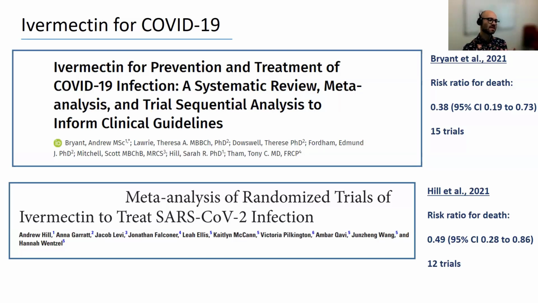A couple of systematic reviews were done looking at trials of ivermectin for COVID-19. As you can see from the results over on the right, both of these reviews suggested quite impressive benefits of ivermectin for reducing death. If you look at the relative risks on the right and those confidence intervals, they're both suggesting quite substantial benefits.